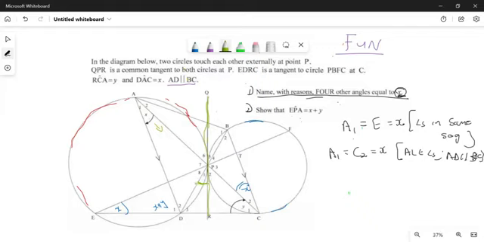What is that angle? It's angle P1. In other words, this angle is going to be equal to this angle. And then we'll say A1 is equal to P1, which is equal to X. And our reason here is going to be tan chord theorem.